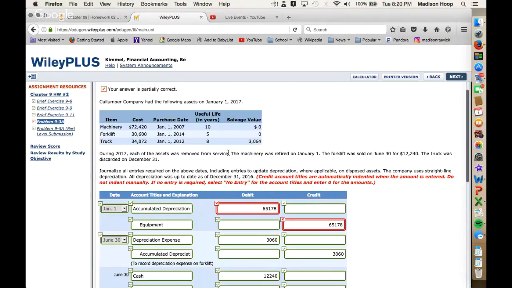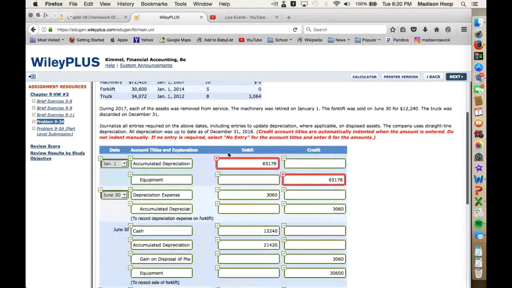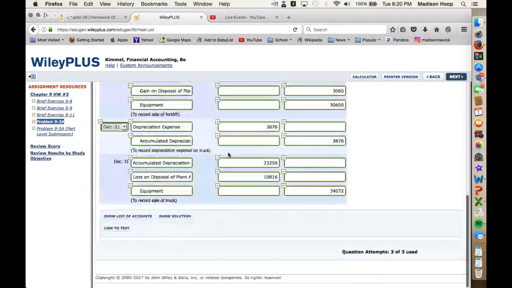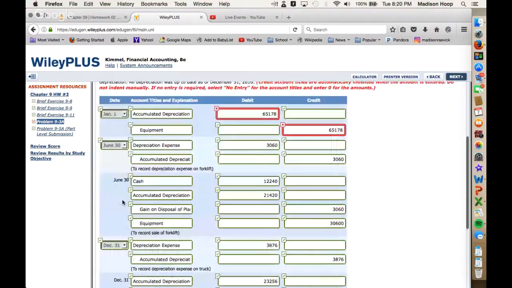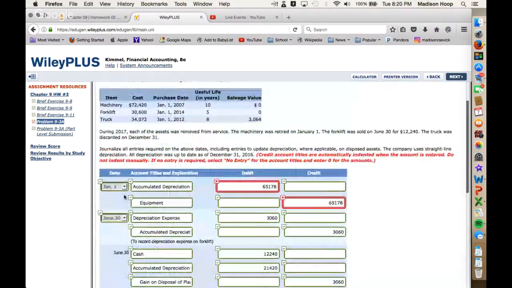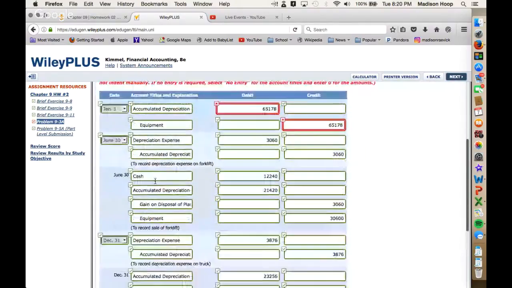Now, we're journalizing all of these things and how it looks for us to update the depreciation on the disposed assets. We have the machinery, forklift, and the truck. We have to figure out what date to put in here, as well as what accounts to use.